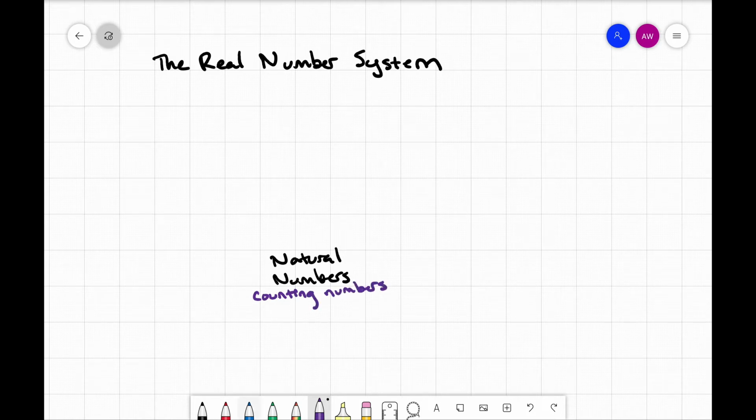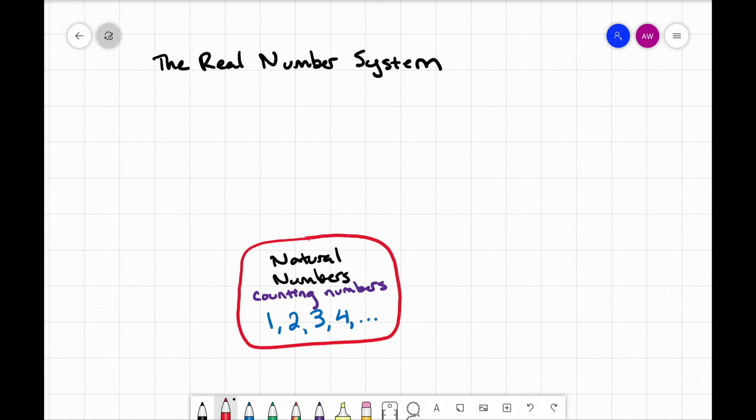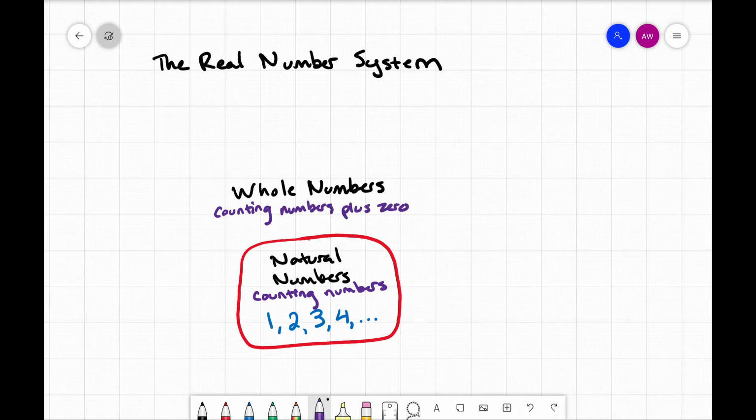When you were first learning about numbers, you probably learned how to count starting at 1. And then you went to 2, 3, 4, and so on. That was the beginning. And then you can move on to whole numbers, which you can think of as counting numbers plus 0. So we started with the most exclusive type of counting, which is only just 1, 2, 3, 4, 5, 6, 7, and so on.